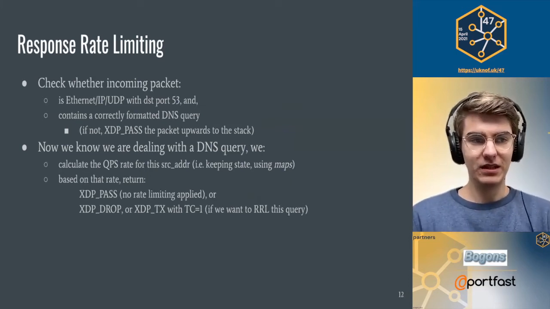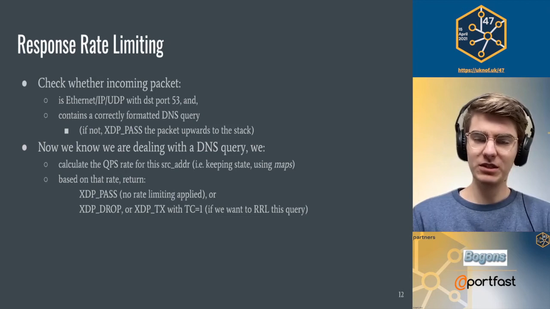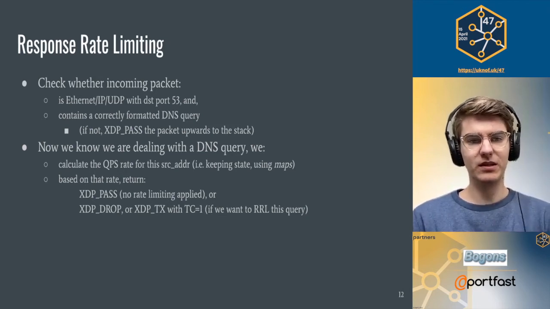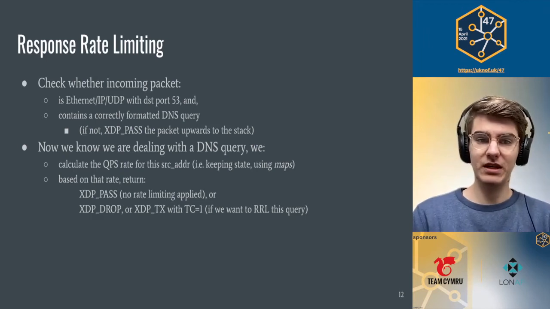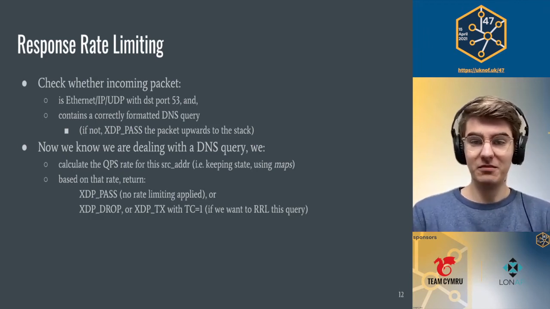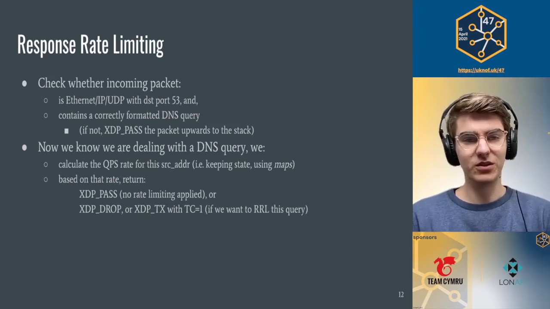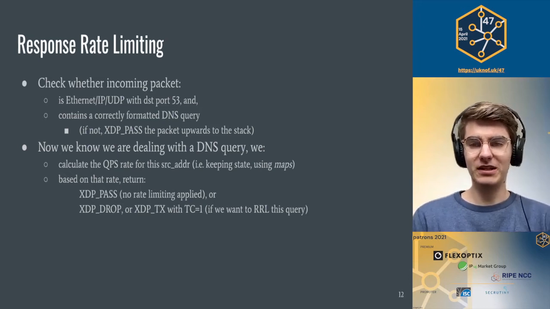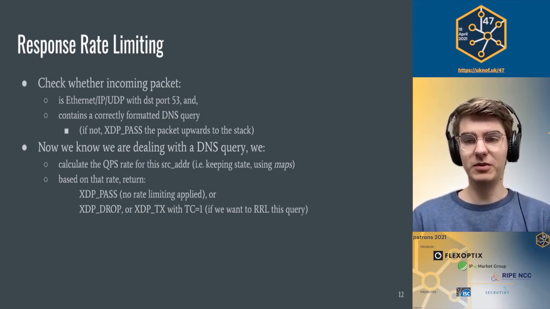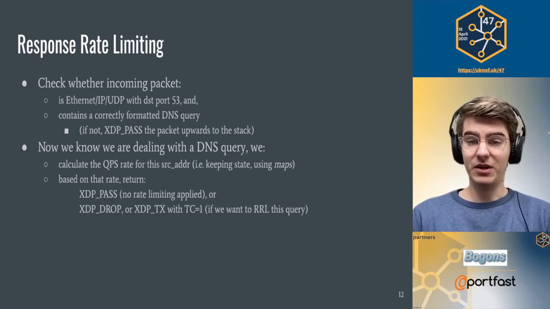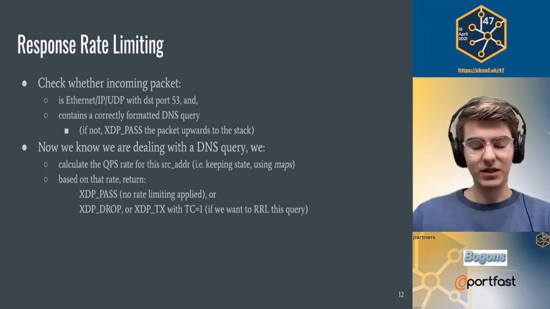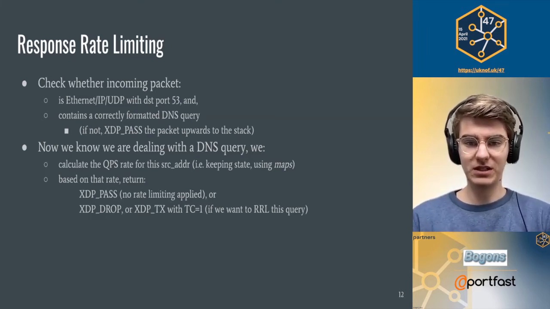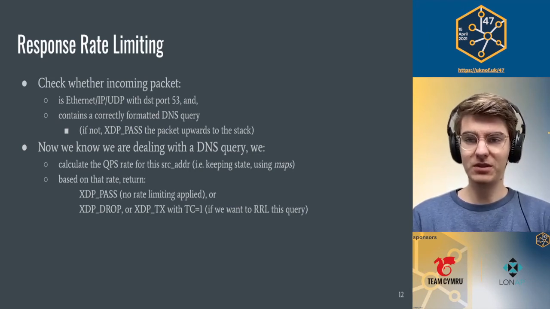Our algorithm for response rate limiting, from which the code is on GitHub, first checks if an incoming packet is a DNS packet. So it checks the headers and the port, and also makes sure it's correctly formatted. And if it's not, then we just send it up the network stack to the DNS software, user space software, to figure that out. But if we are dealing with a correctly formatted DNS query, then we can calculate the queries per second rate for this specific source address. We can store this in one of these maps.